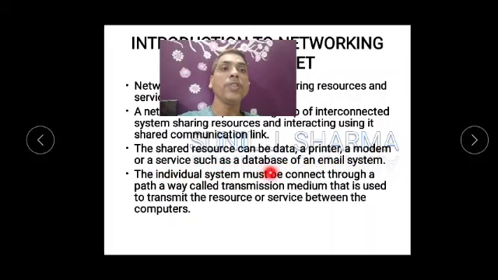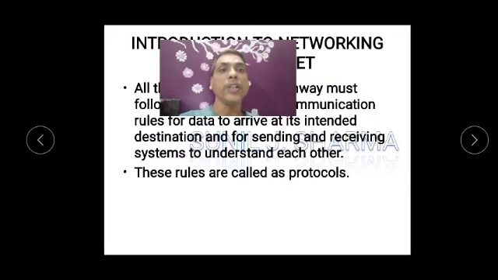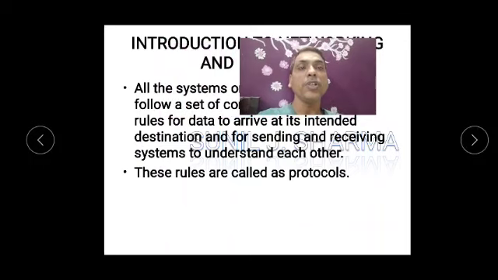The individual systems must be connected through a pathway called the transmission medium. The medium is very important. It is the path through which the data or signals travel, used to transmit the resources or services between the computers. I'll show you in the next slide how the transmission actually occurs.